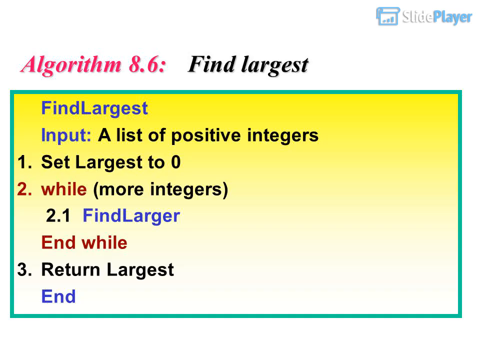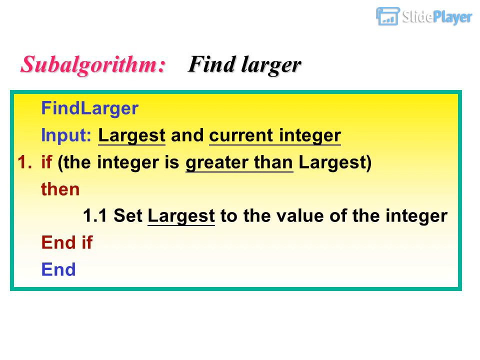Algorithm 8.6, find largest. Input, a list of positive integers. 1. Set largest to 0. 2. While more integers, 2.1 find larger. End while. 3. Return largest. And the subalgorithm, find larger. Input, largest and current integer. 1. If the integer is greater than largest, then 1.1 set largest to the value of the integer. End if.